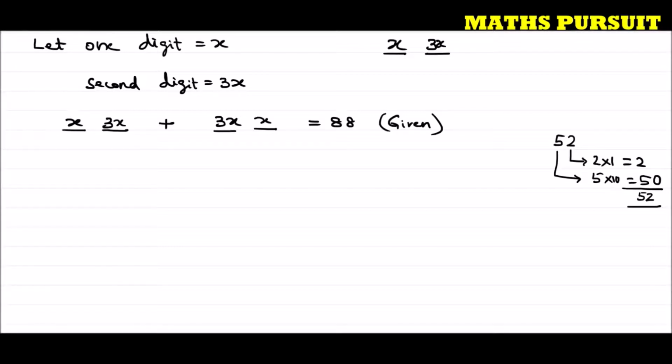Similarly, what will happen if we interchange the number? The 52 will become 25, and we will be writing 5 into 1, that is equal to 5, and 2 into 10, that is equal to 20. So we will get 25.